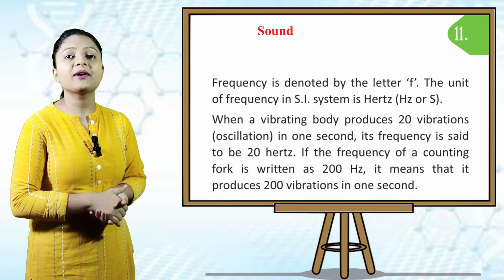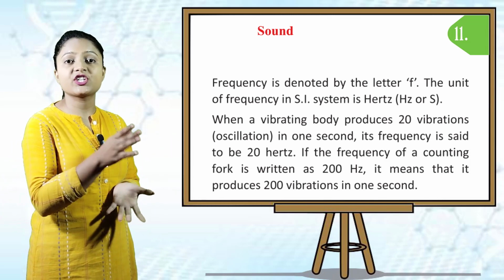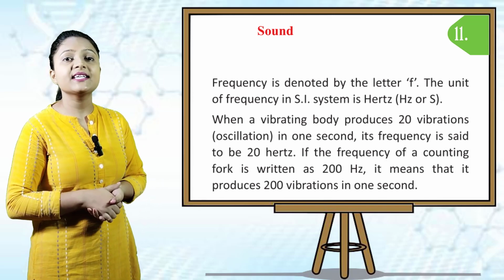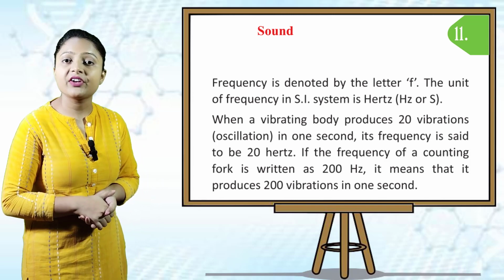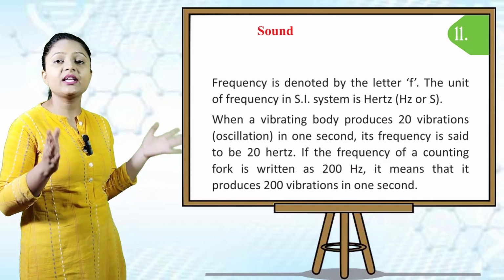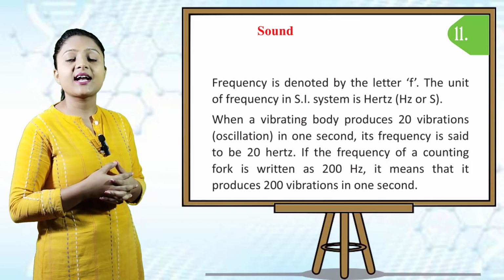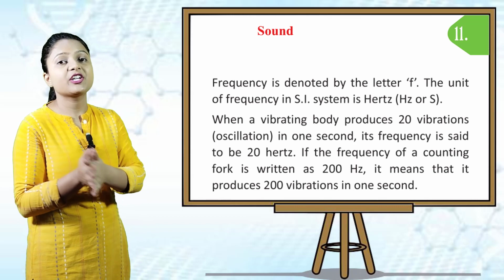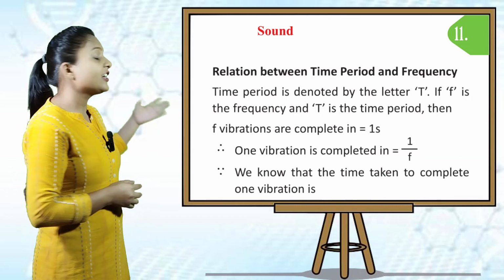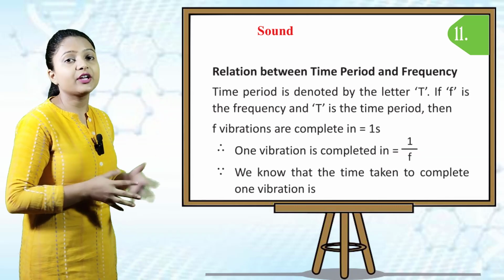When a vibrating body produces 20 vibrations, or oscillations, in 1 second, its frequency is said to be 20 Hz. If the frequency of a tuning fork is 200 Hz, it means that it produces 200 vibrations in 1 second. Relation between time period and frequency.